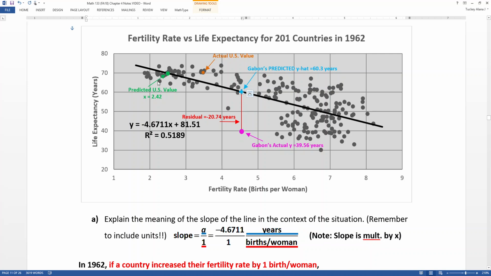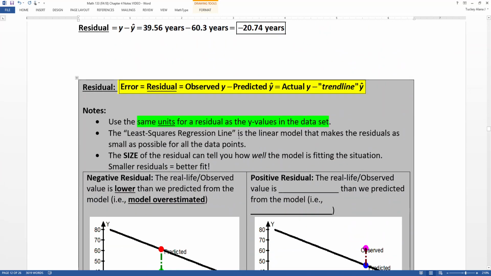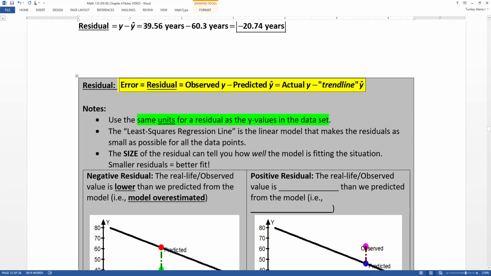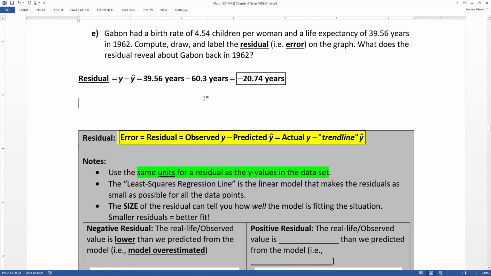Now keep in mind, this line overestimates half the dots and underestimates the other half of the dots. That's what makes it the line of best fit, that it kind of balances out the dots above and the dots below. As a matter of fact, that's exactly what it means to be a least squares regression. It's that it balances all these residuals, and that the residuals between the dots above and the dots below all balance each other out.